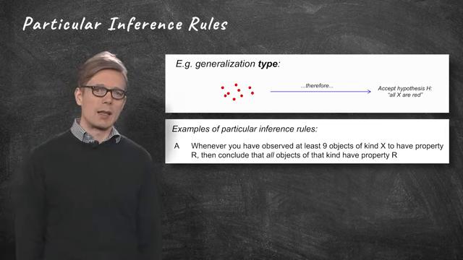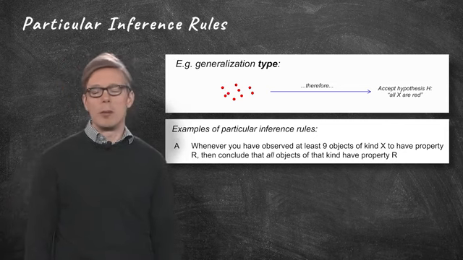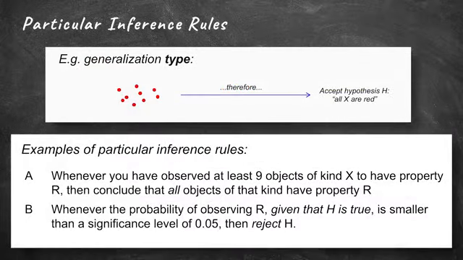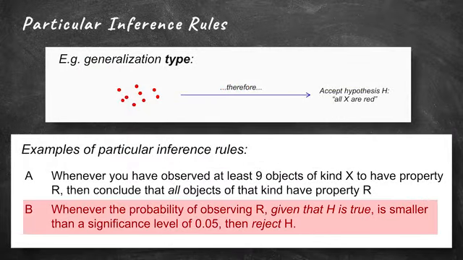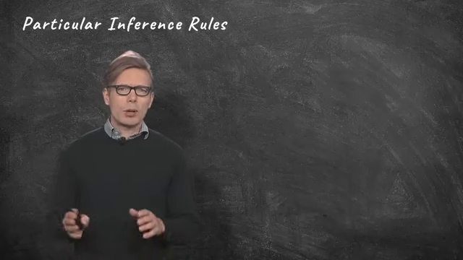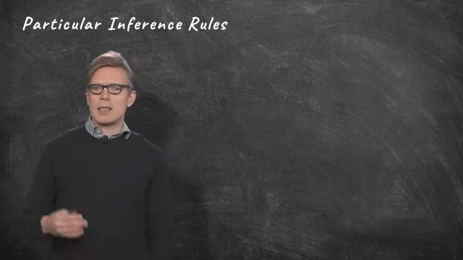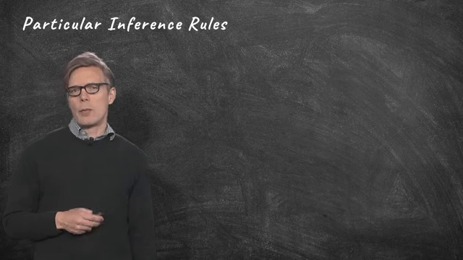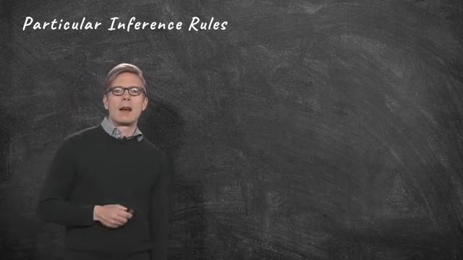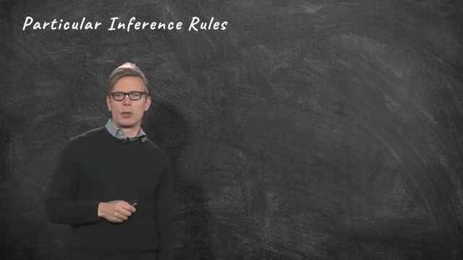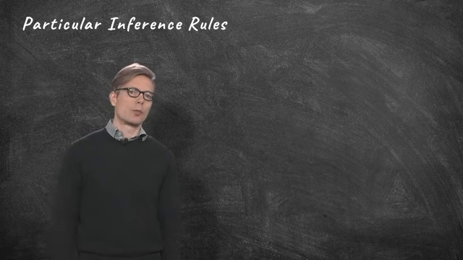The inference rules that scientists actually use look a bit more complicated. One such rule is whenever the probability of observing R, given that H is true, this is the so-called p-value, is smaller than the significance level of 0.05, then reject H. Let's not get bogged down in the detail here. We'll discuss this later in the statistics lecture. What matters, rather, is that there are very many particular inference rules. In fact, there is a continuum of such rules.